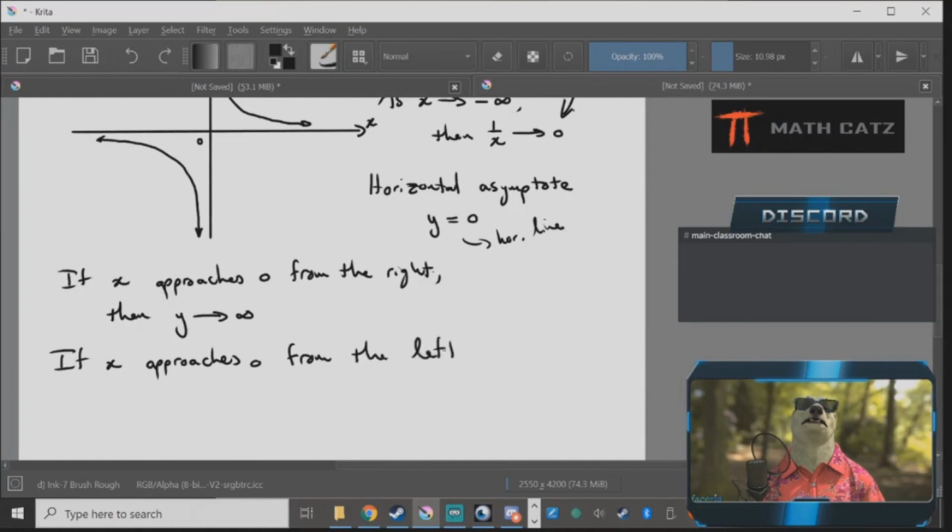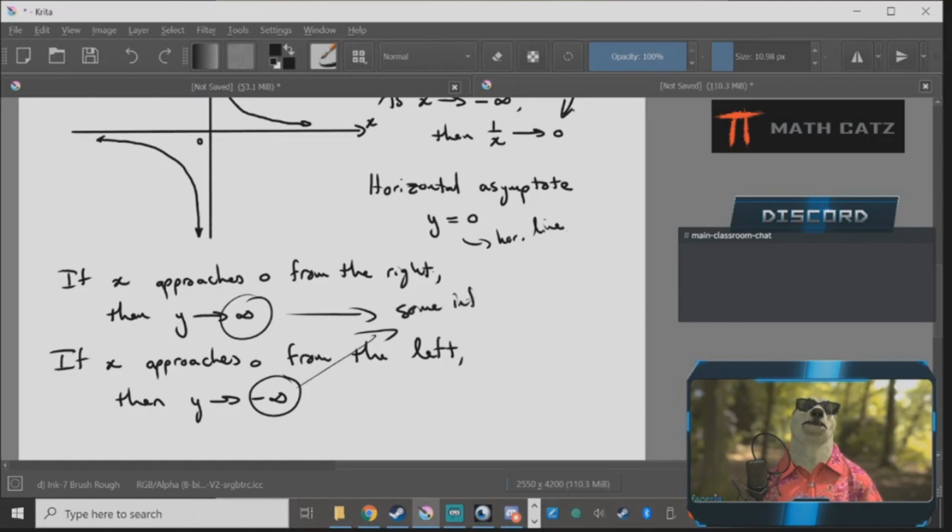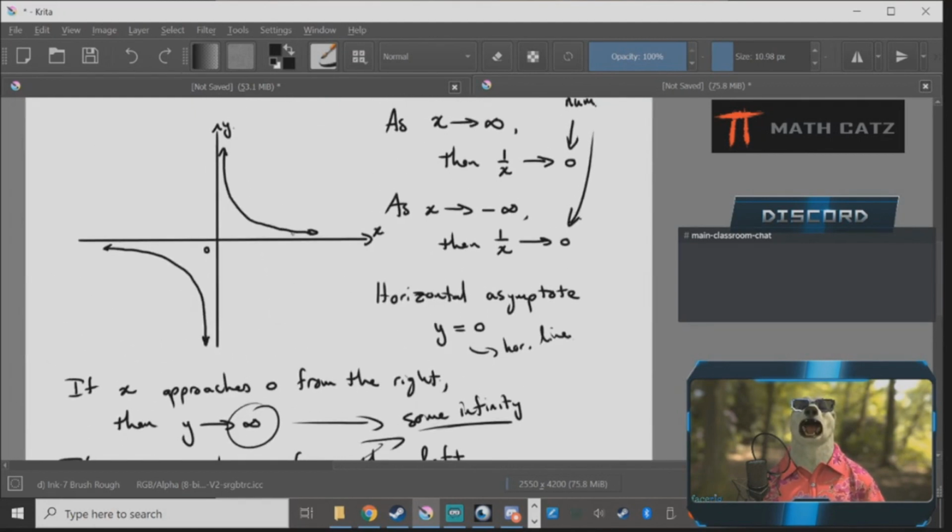So I kind of have to write a sentence to just distinguish between these two, right? The behavior of y is different. However, it's an infinity. Some infinity. I don't care if it's positive or negative. It's one of the infinities. When that happens, the graph wants to become a vertical straight line, the line that sits right on the y-axis in this case. The closer I get to 0, the more the graph behaves like that line.